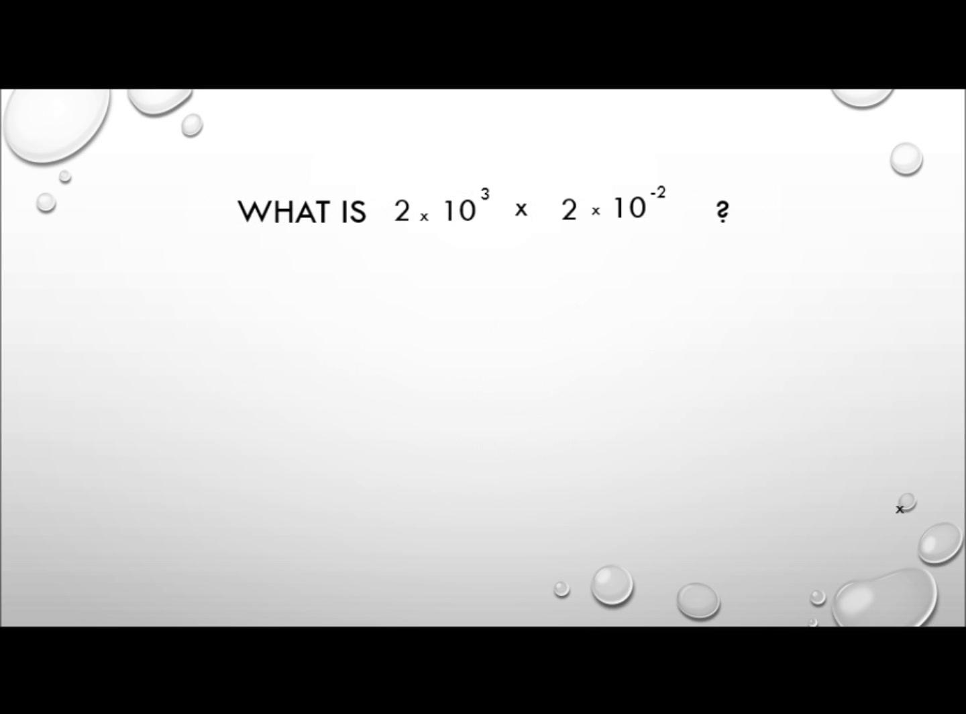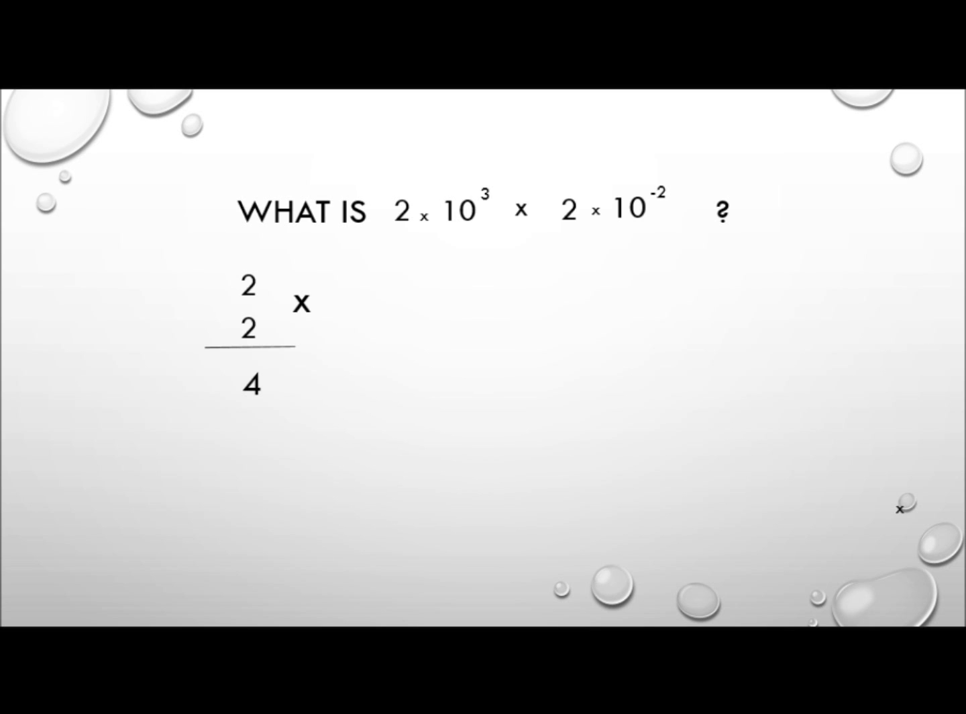Okay, so what about multiplying numbers in standard form? Well, we've got, for example, 2 times 10 to the power 3 multiplied by 2 times 10 to the power negative 2. In this case, since we're multiplying all the way throughout, all we do is multiply the coefficients and then add the indices like we did with the law of indices.